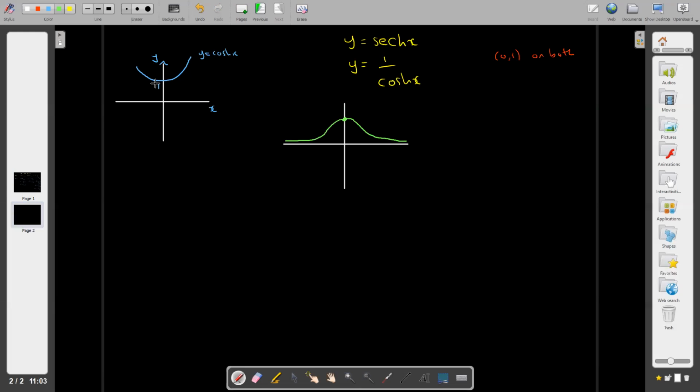So all I'm saying here is, if I take a point here and do 1 divided by that value, it's going to get smaller and smaller, isn't it? So this is the graph of y equals sech x. Okay. So the point on it here is 1.